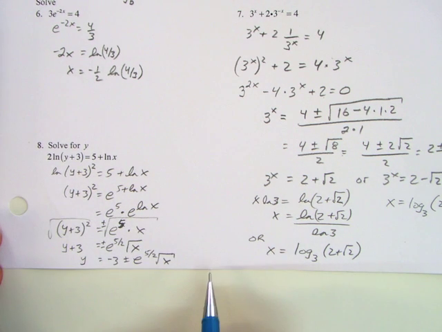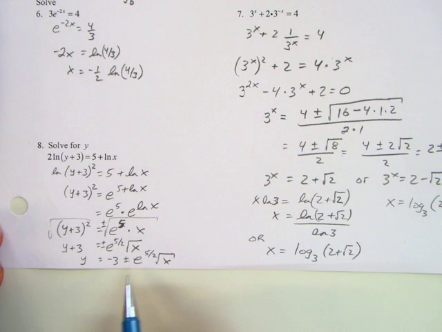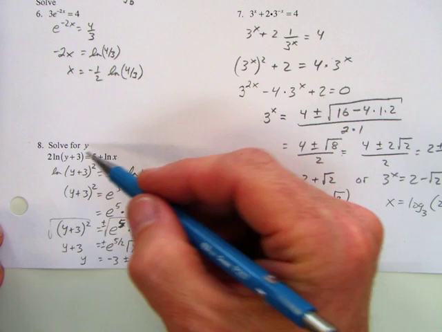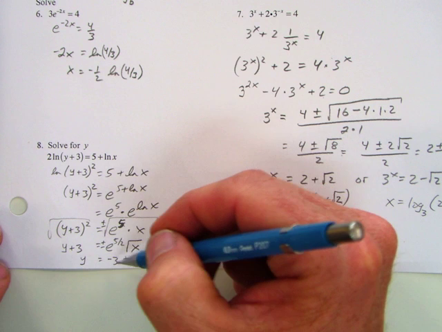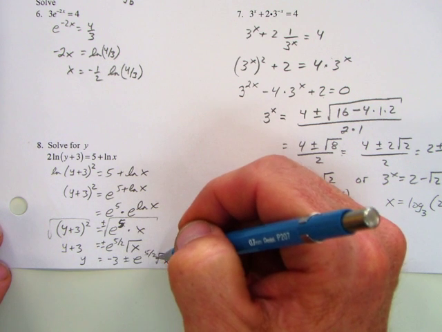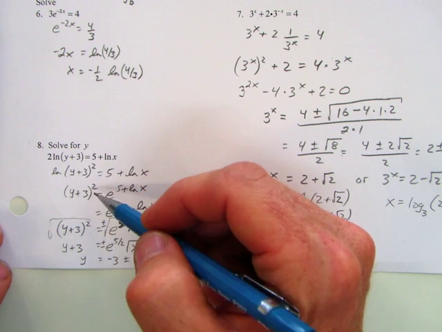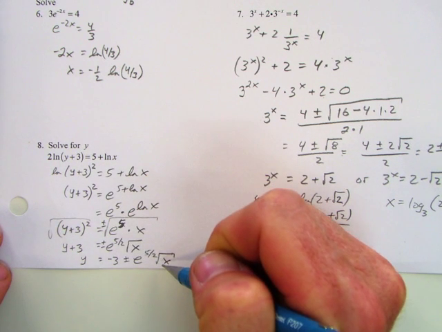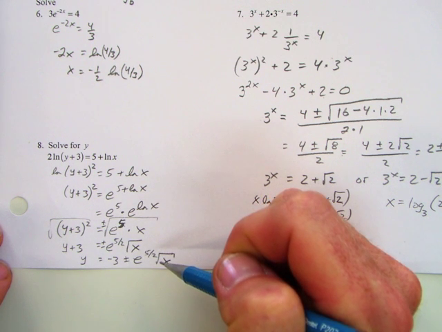Now we have to make sure, does it work in the original? If I have negative 3 plus e to the 5 halves square root of x, will that work? Well, the negative 3 will go out with there, and I'll be left with some positive number. Sure. What about negative 3 minus e to the 5 halves root x? When I plug it in, the 3's go away, but I'm left with negative e to the 5 halves root x. Well, that's a negative number, and you cannot take the ln of a negative number.